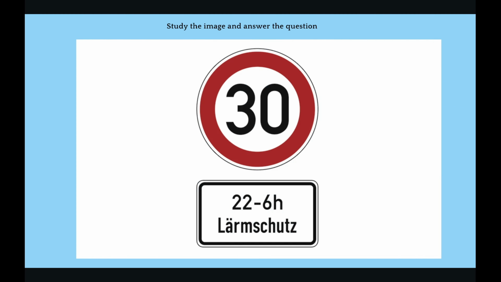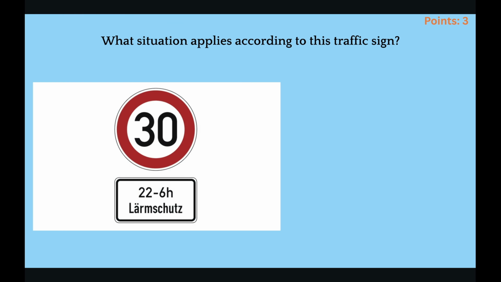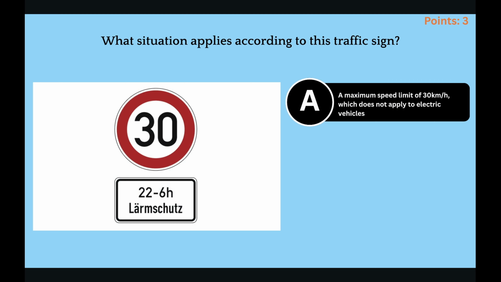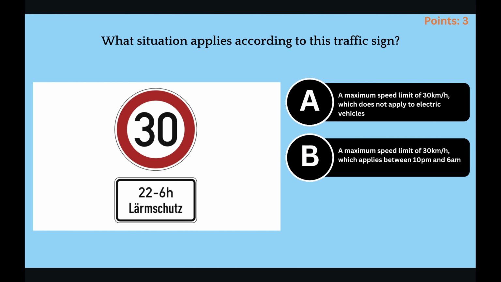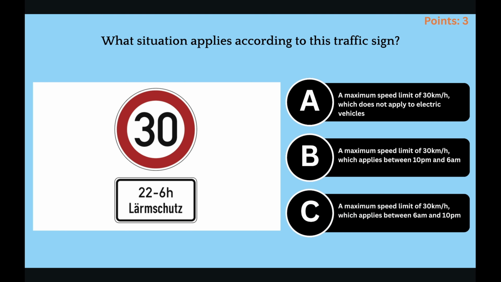What situation applies according to this traffic sign? A. A maximum speed limit of 30 km per hour which does not apply to electric vehicles. B. A maximum speed limit of 30 km per hour which applies between 10 p.m. and 6 a.m. C. A maximum speed limit of 30 km per hour which applies between 6 a.m. and 10 p.m.